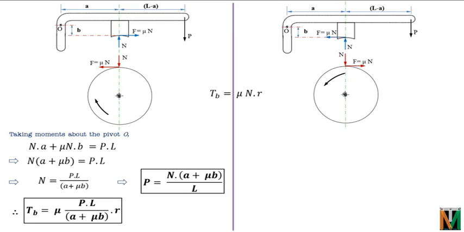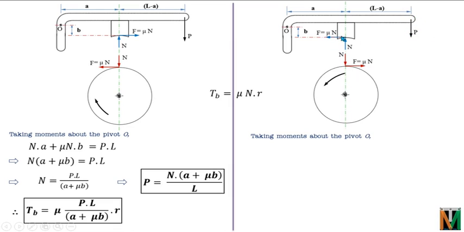Now let us try to take the moment about the point O. Taking moment about the point O, N will again rotate this lever in the anti-clockwise direction, and the moment of force N will be N into distance A. Now P will again rotate in the clockwise direction, so moment of P will be P into L, negative.